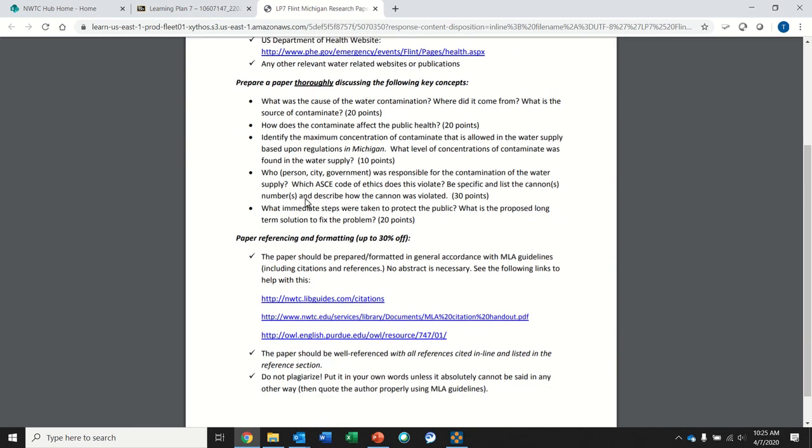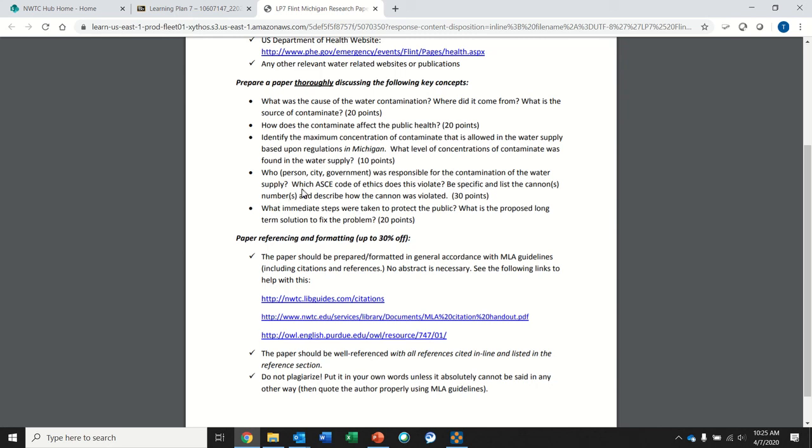All right. So it should be in paragraph format. Okay. Paragraphs, referenced properly. If you're wondering how to reference a paper, the library is a great resource. You just go on there and they can show you how to reference properly. Because remember, you can't just copy, you've got to reference properly. So, who, person, or city government, was responsible for the contamination of the water supply?